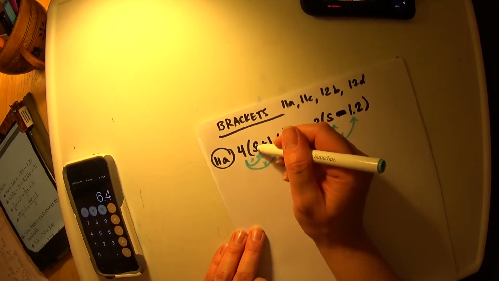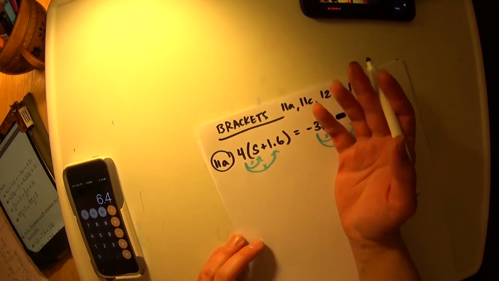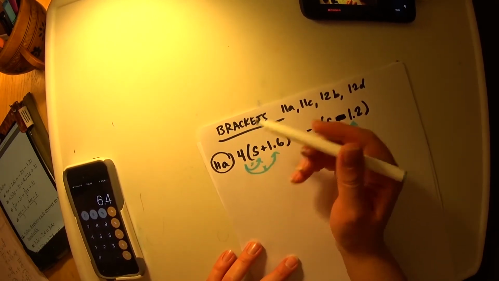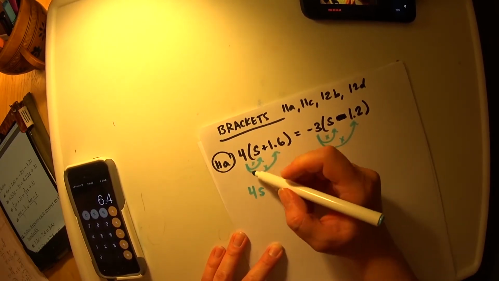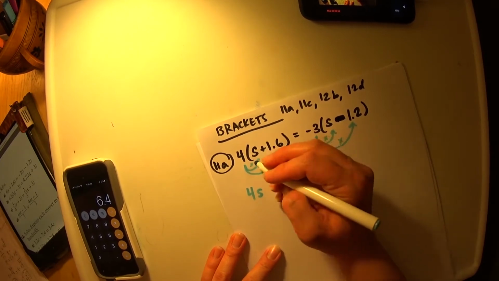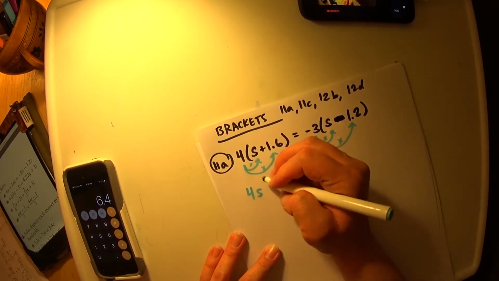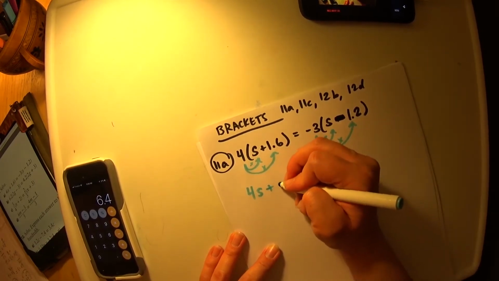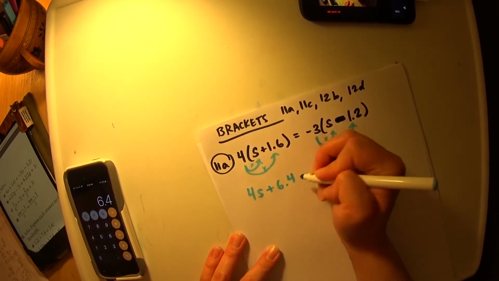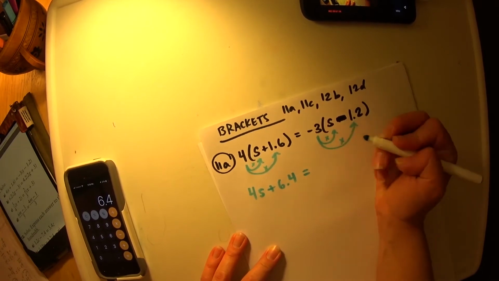So 4 times s, number times variable, you can't actually multiply it. We don't know the number value here. That's what we're trying to figure out. So it just becomes 4s. 4 times positive 1.6. Both positive, so I know it's going to be positive, so put a plus. 4 times 1.6 gives me 6.4. Bring my equal sign down.